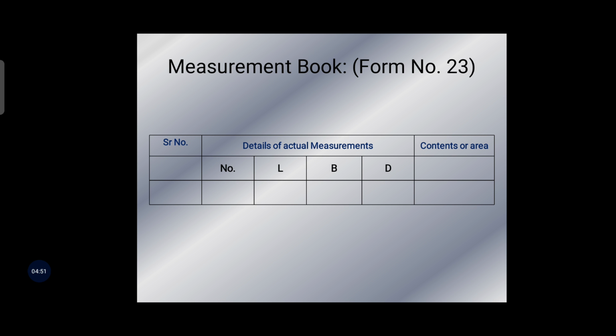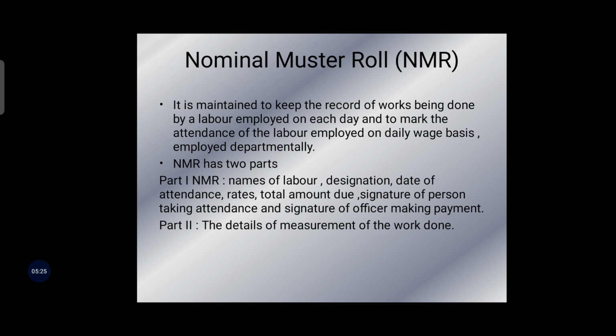Now the e-measurement book is also used, for recording the measurements to calculate the materials required for the further construction process, work done by the contractor, materials received or services rendered. It maintains the actual accounts of work. Okay, so the e-measurement book is also used. The form number is important: the form number is 23 for the measurement book.